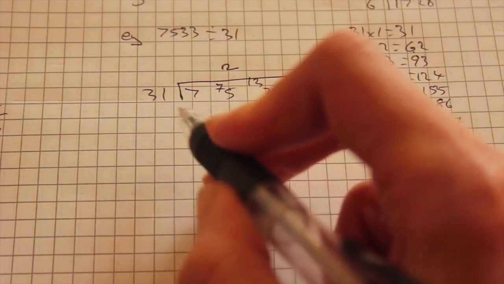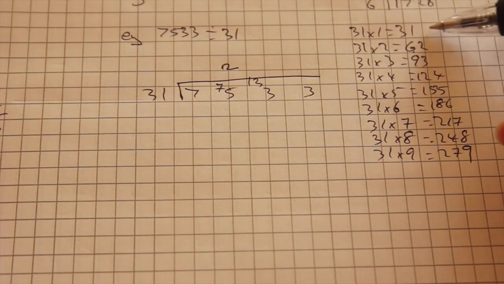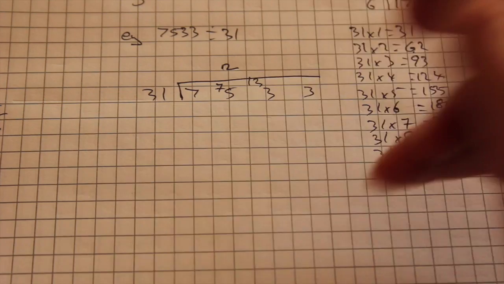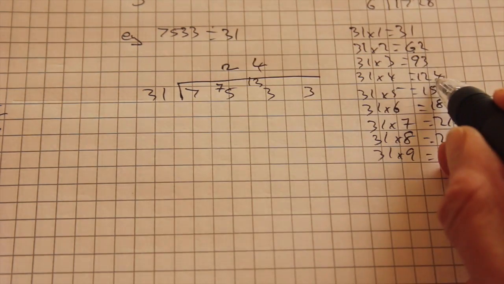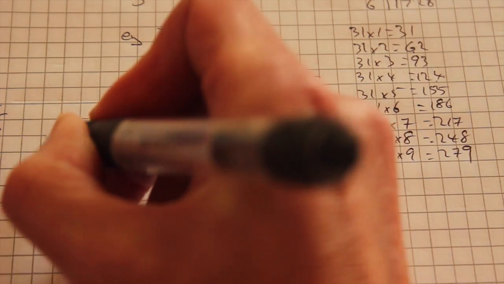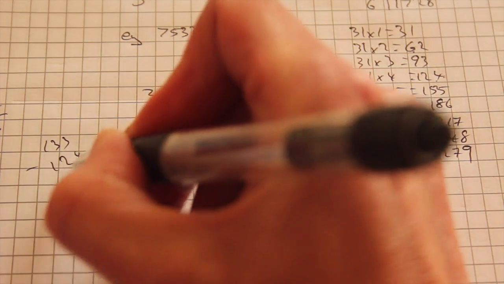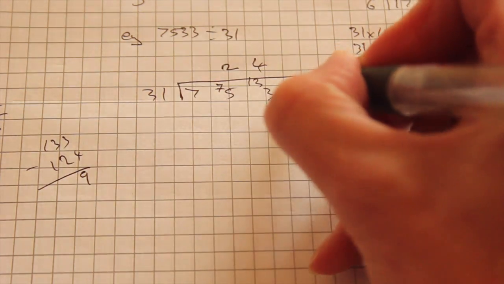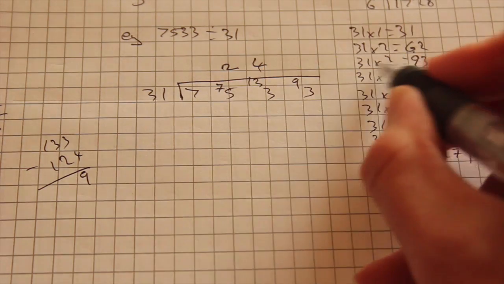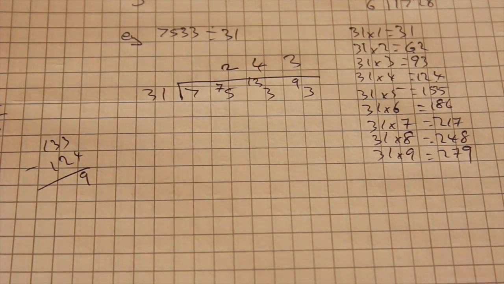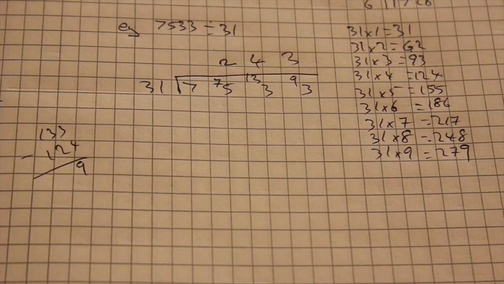So carry it over. 31 into 133 goes 4 times. To work out how much is left over, you have 133, take away 124. So there's 9 left over, carry it over. 31 into 93 goes 3 times. And that's how you do your long division quick.